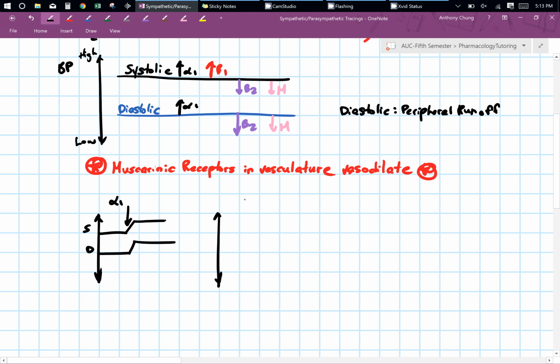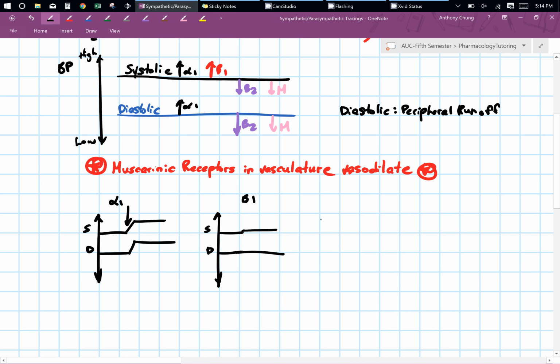Okay, let's do beta 1. You have a systolic and a diastolic. What happens to systolic? It goes up. But in beta 1, it's a tiny little bit, like that. Does anything happen to the diastolic? No. Remember, peripheral runoff. So nothing happens.